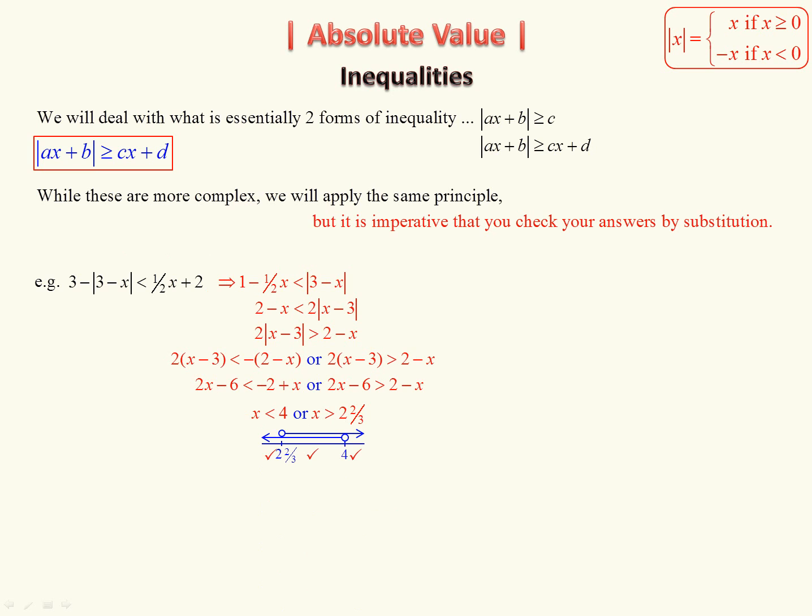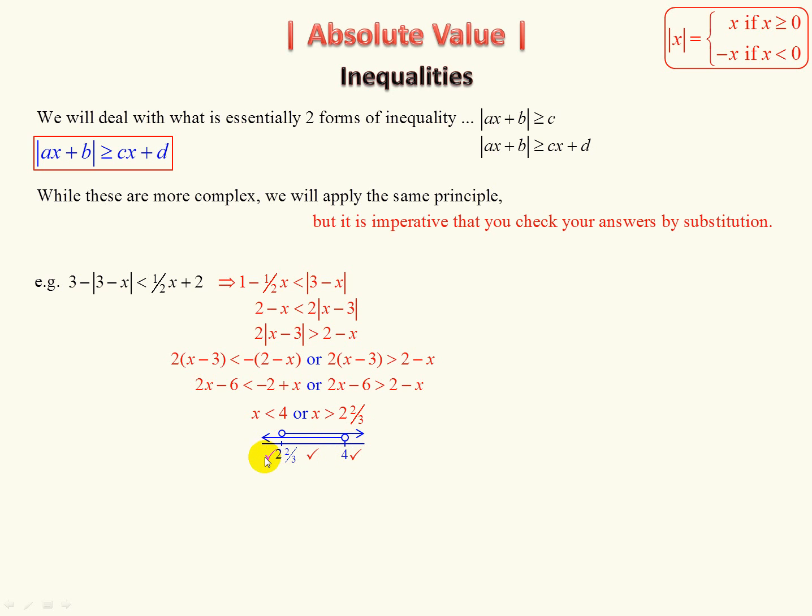There we are, our number line. Less than 4, there it is there, or greater than 2 2/3. Now it's an or, it's not an and, so don't go taking this region here. It's the one or the other. So in fact, all three regions work.